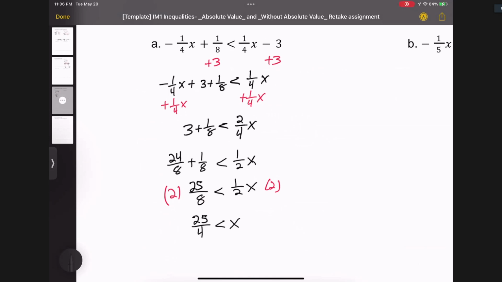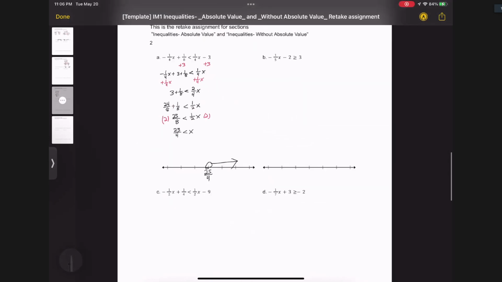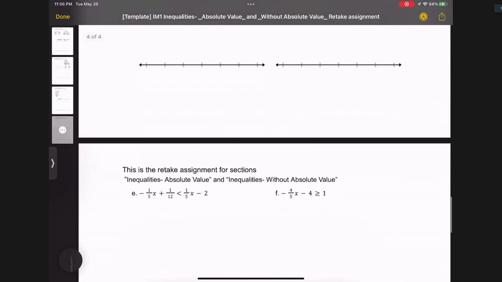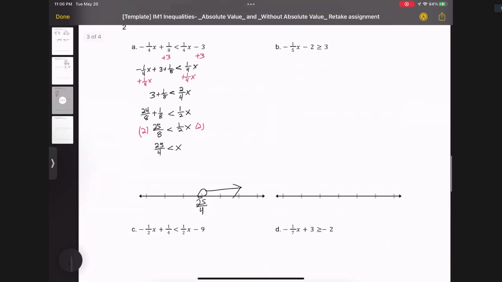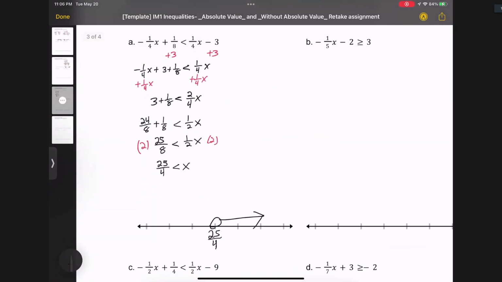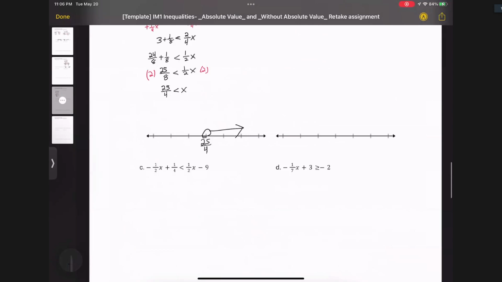If you are watching it all the way to the very end, this is 2 hours and 29 minutes and 15 seconds. Okay, so let's see. Next one, hopefully, actually, I don't think I need to do the other problems. They're just getting x on one side.